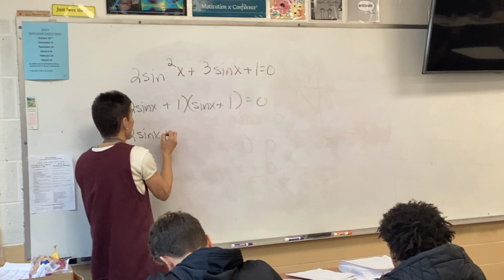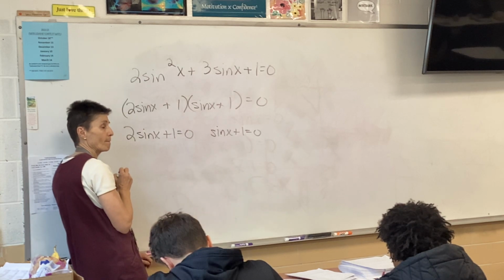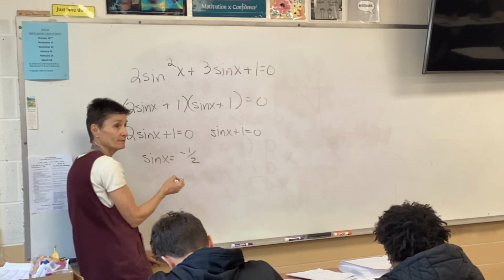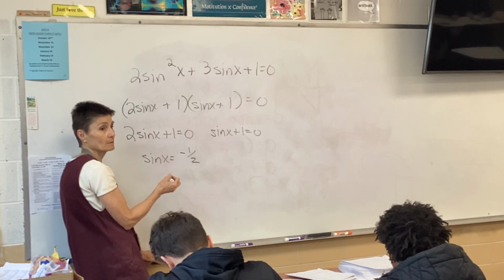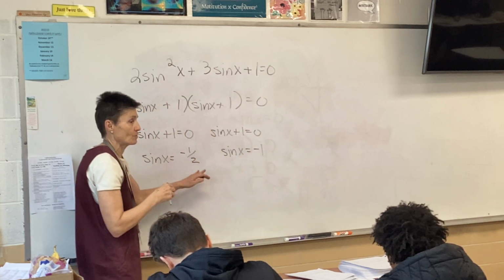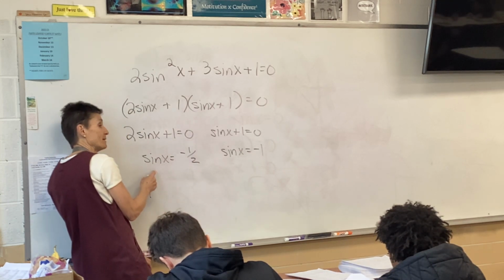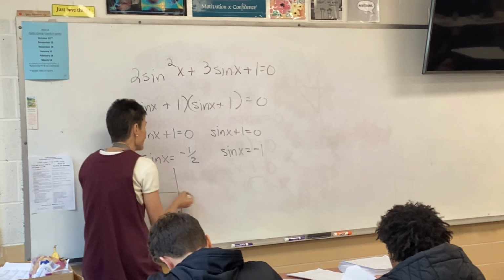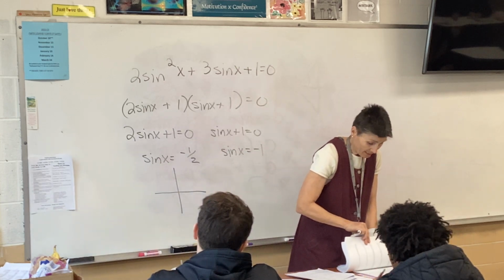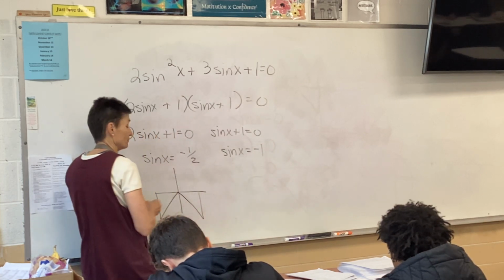2 sine plus 1 equals 0, and sine plus 1 equals 0. So sine equals negative 1/2, or sine equals negative 1. Now these are not the answers. Remember, the answers are angles. So we have to find the angles that make this happen. So where is the sine negative? On the bottom. In other words, quadrants 3 and 4. So this is where the sine is negative.